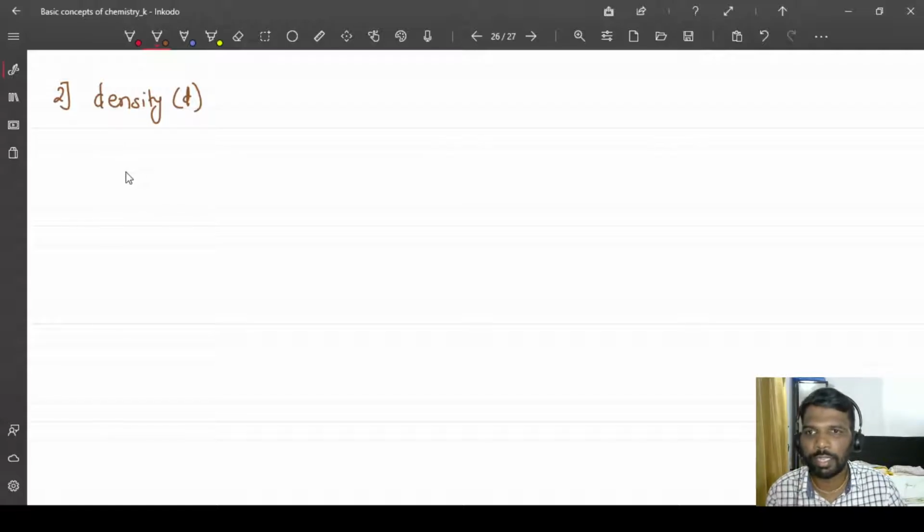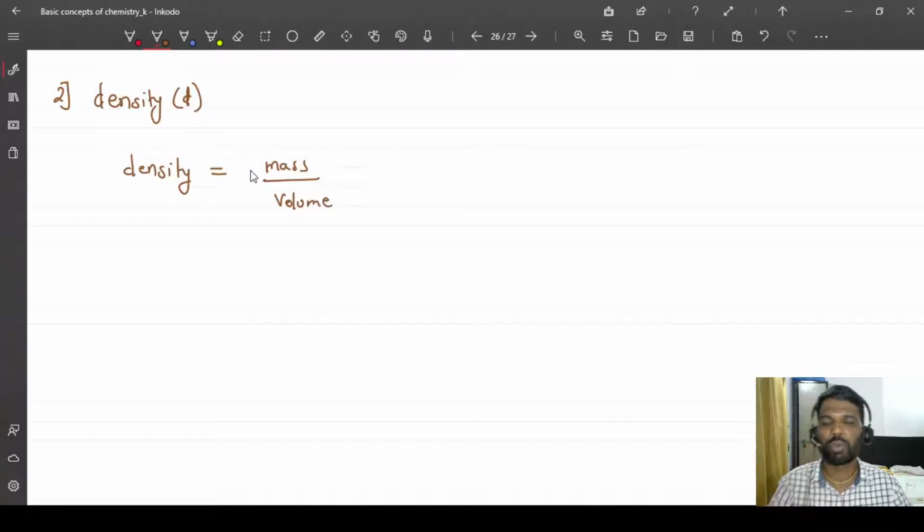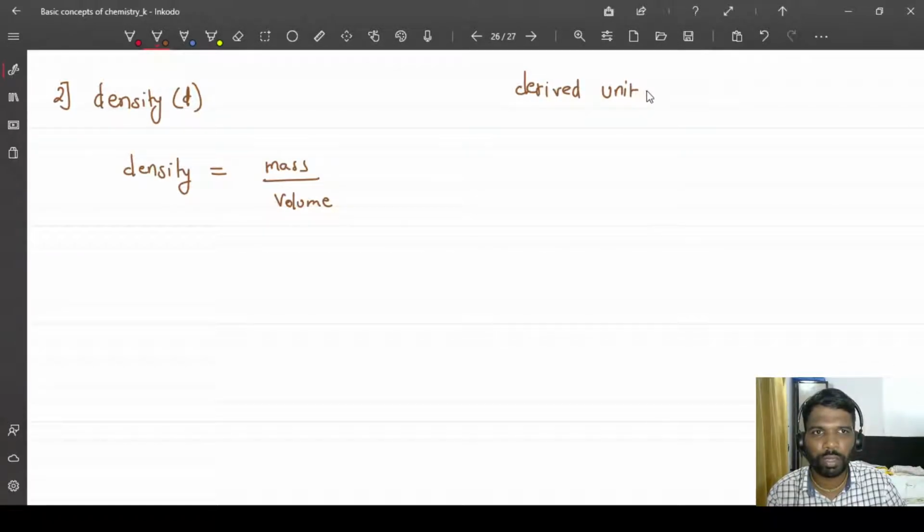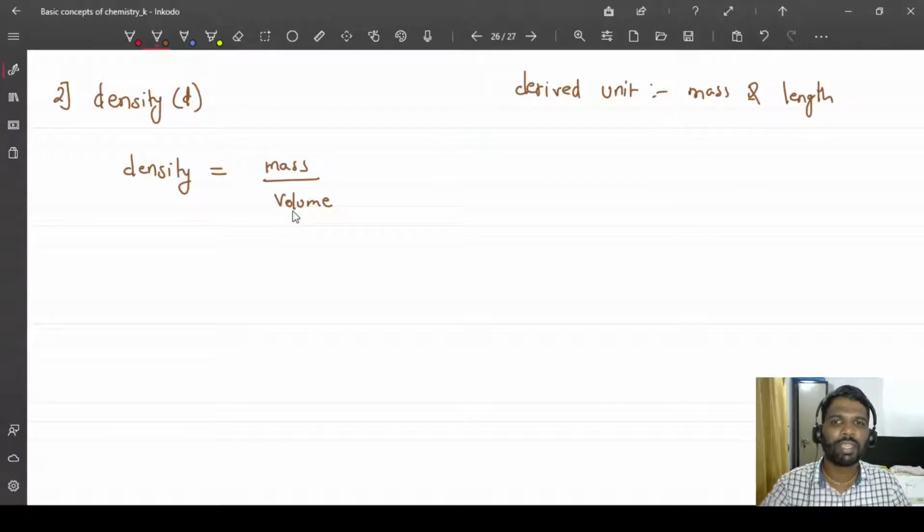So what is density? Density is given by a simple formula. Density is equal to mass upon volume. Again, if you notice this, then density is also a derived unit. How is it derived? It is derived from the unit of mass, and volume is derived from the units of length. So I will write it is derived from the unit of mass and length, because volume is directly related to the length.